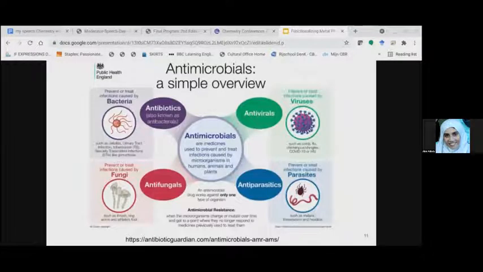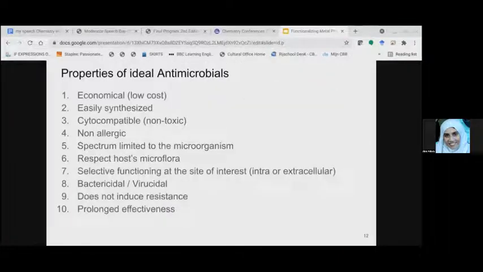For this, we need antimicrobials that can be antiviral, antibacterial, antifungal, and/or antiparasitic. These antimicrobials should be easily, safely, and cheaply synthesized agents that won't cause any adverse effects to their physiological contact site with a prolonged effectiveness.